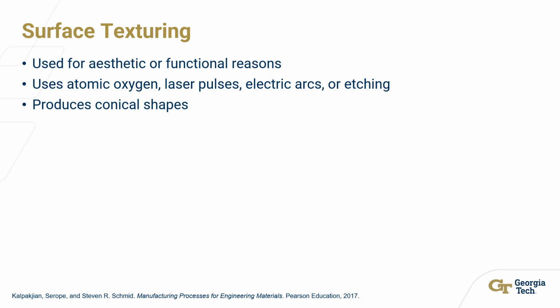Surface texturing methods are also used to change a material's surface because of either aesthetic or functional reasons. The process can be accomplished through the use of atomic oxygen, laser pulses, electric arcs, or etching. These methods produce conical shapes on the surface of a material.